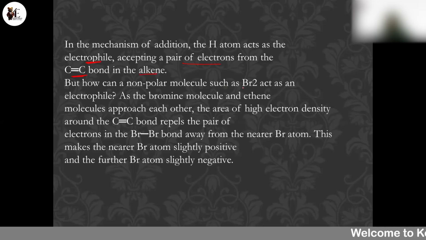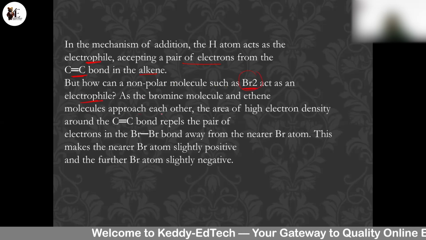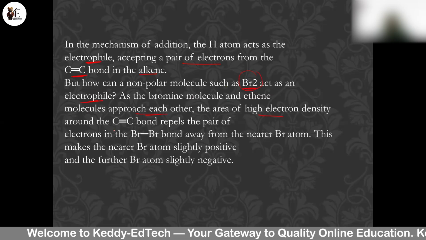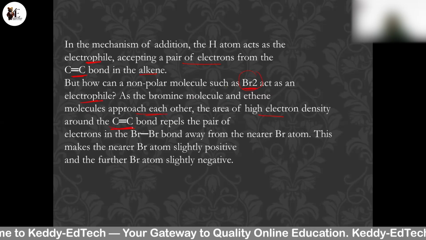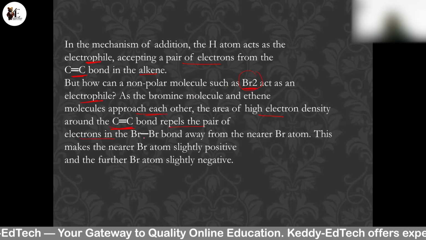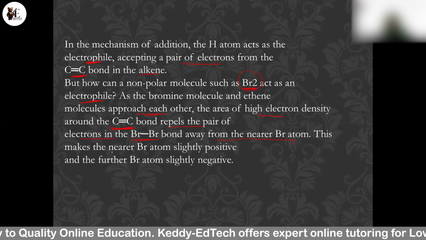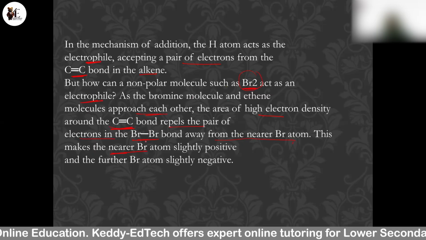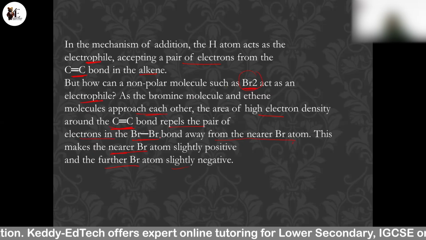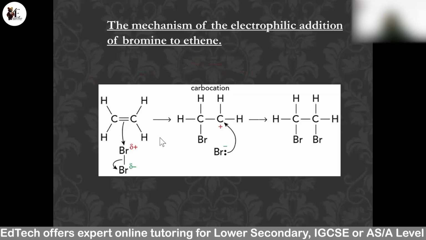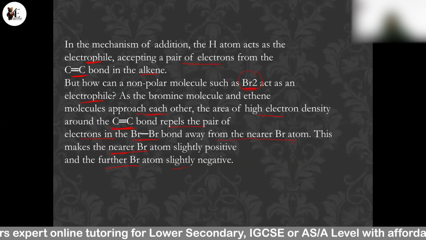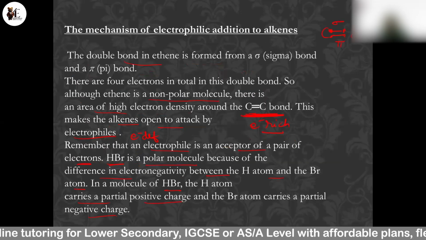But how can a non-polar molecule such as bromine act as an electrophile? It is not positively charged. So how is it an electrophile? As the bromine molecule and ethene molecule approach each other, the area of high electron density around the carbon-carbon double bond repels the pair of electrons in the Br-Br bond away from the nearer bromine atom, which makes the nearer bromine atom slightly positive and the further bromine atom slightly negative. So the partial charges are developed here. So this is the mechanism of electrophilic addition to alkenes.